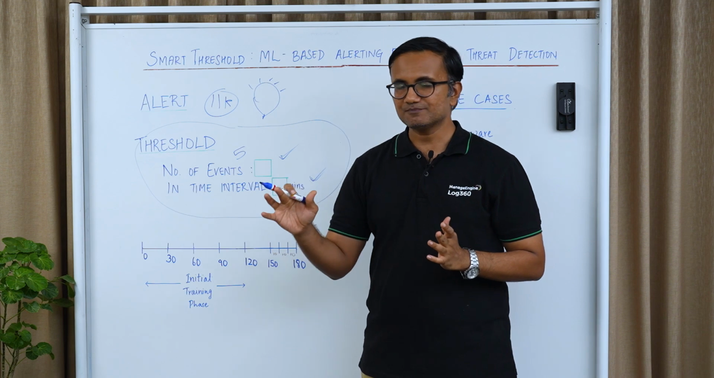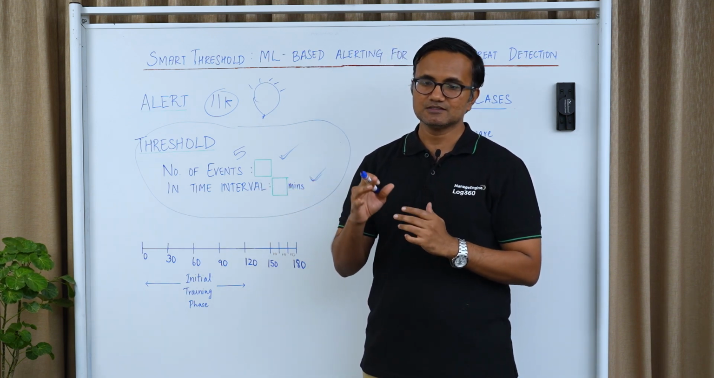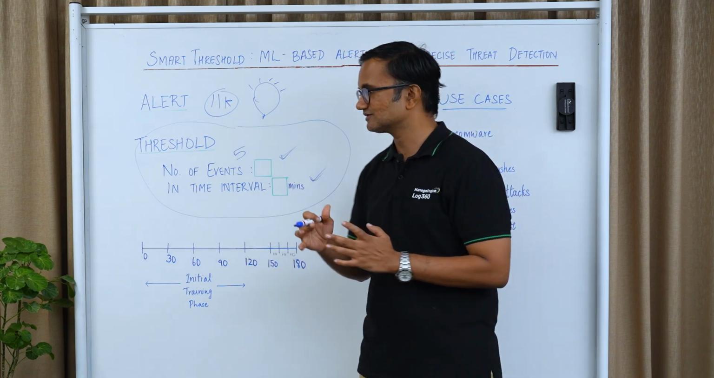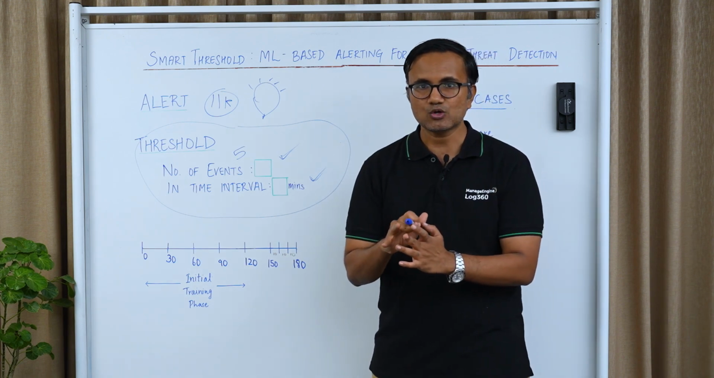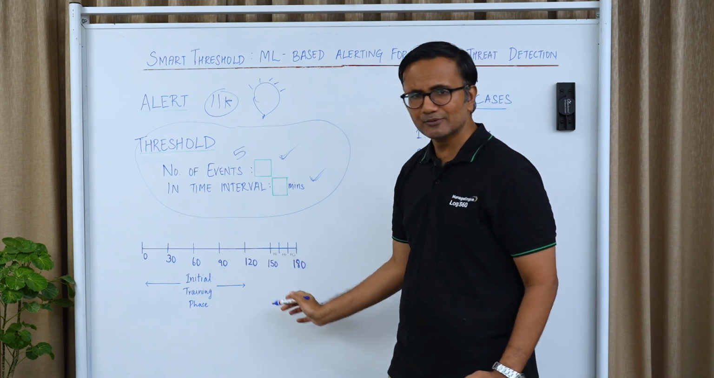After that training period is done, it is going to look for instances whenever certain events go beyond that learned baseline. So then an alert gets triggered. So this entire process gets automated. That's what we are doing with Smart Threshold. So this is how it actually works.